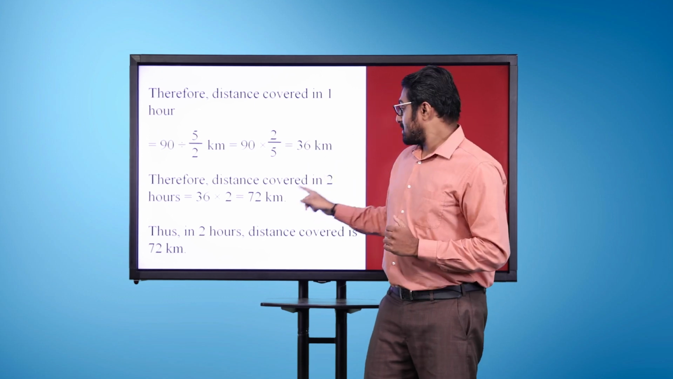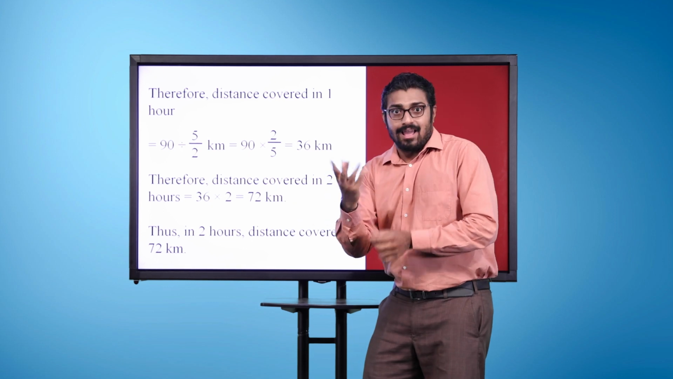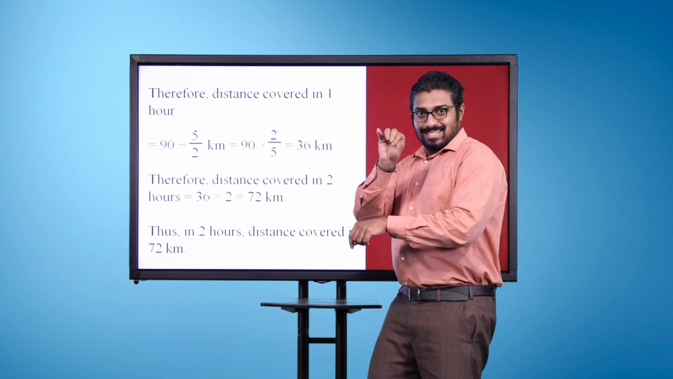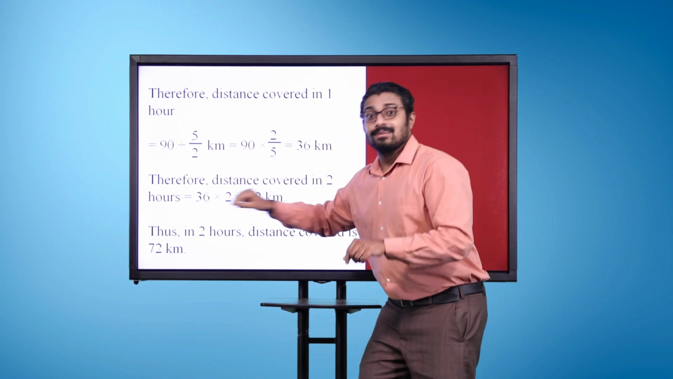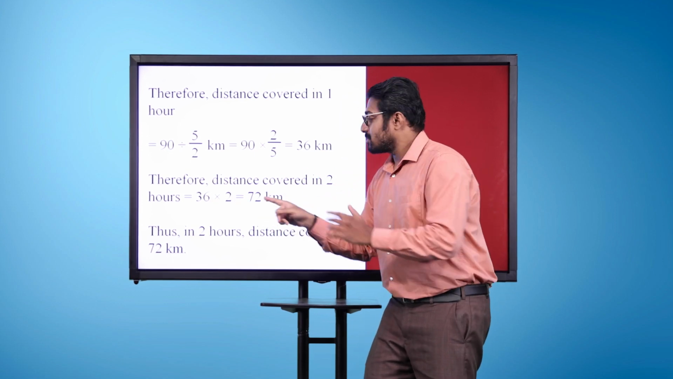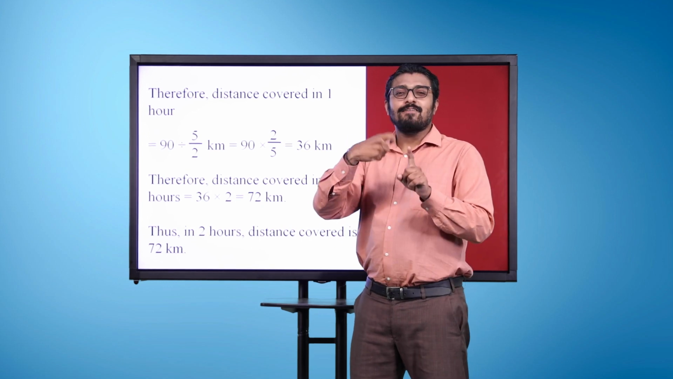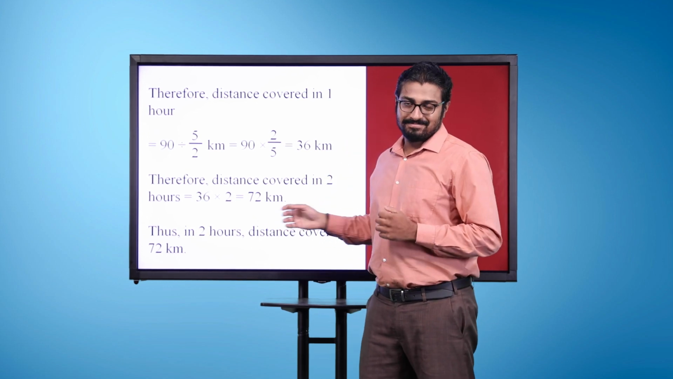Therefore, distance covered in 2 hours is equal to 36 multiplied by 2, which is equal to 72 kilometers. Thus, in 2 hours, distance covered is 72 kilometers.